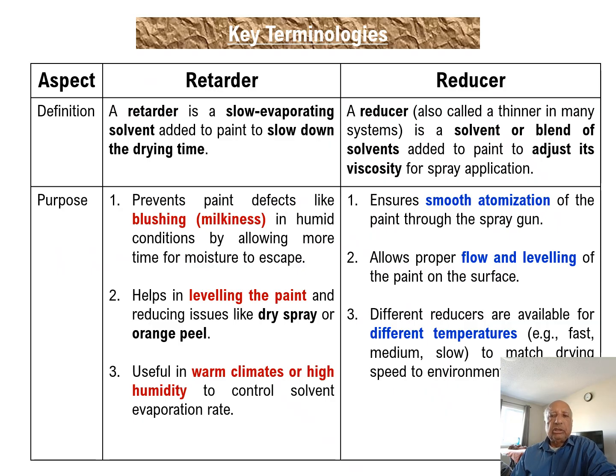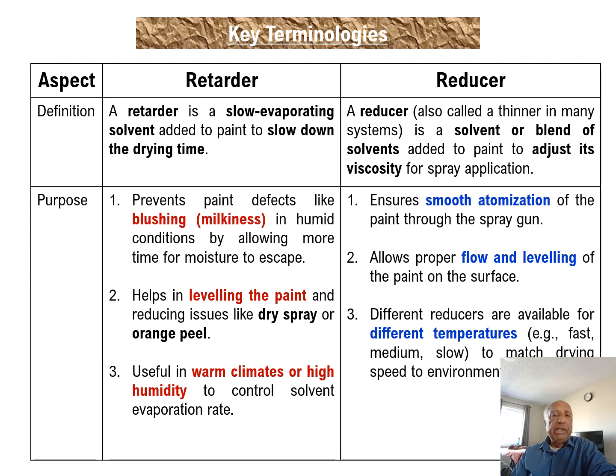Before discussing the causes and effect of blushing, let us go through some important terminologies being used in this video. Number one, retarder. A retarder is a slow evaporating solvent added to the paint to slow down the drying time. Whereas reducer is also a solvent or blend of solvents added to the paint to adjust its viscosity for spray application.